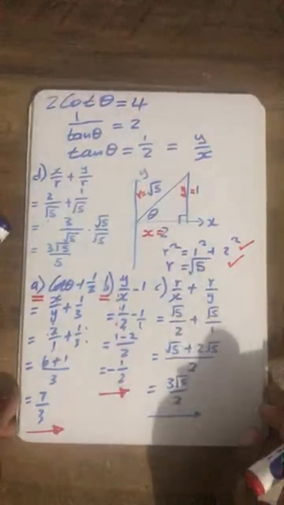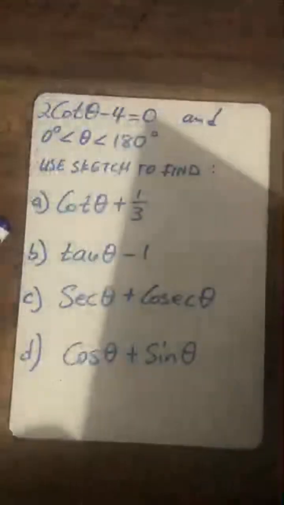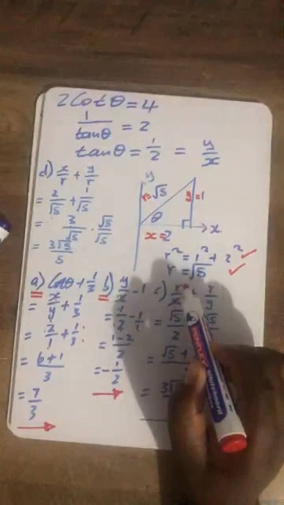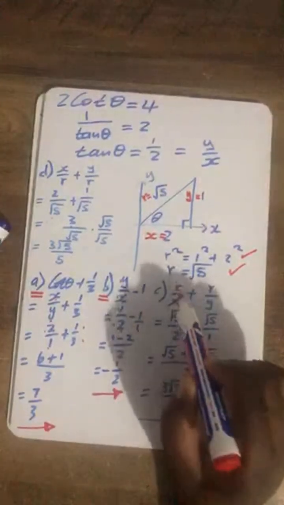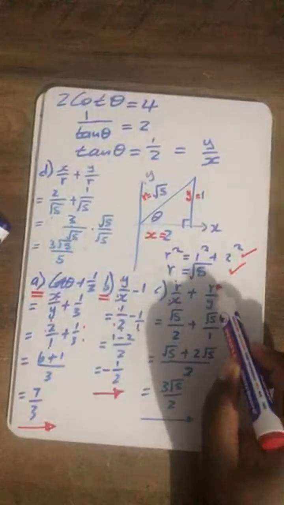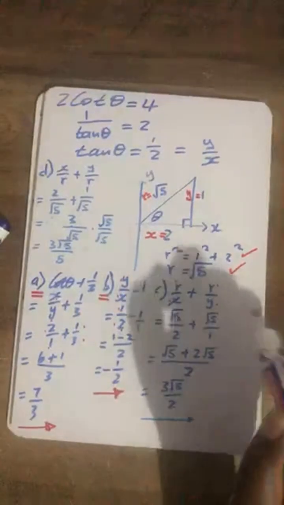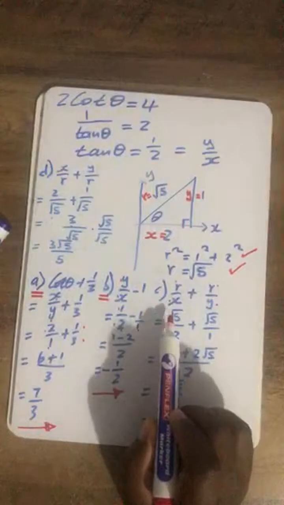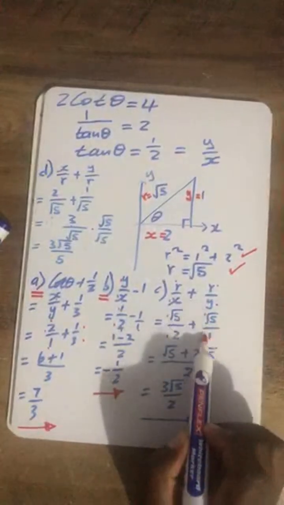And then there we are having sec plus cosec. Sec, we know that it is the reciprocal of cos. So that means r at the top, x at the bottom. For cosec, the reciprocal of sine, that means r at the top, y at the bottom. What you do is just to substitute. You've got your r being square root of 5 over 2. You've got r and then that.